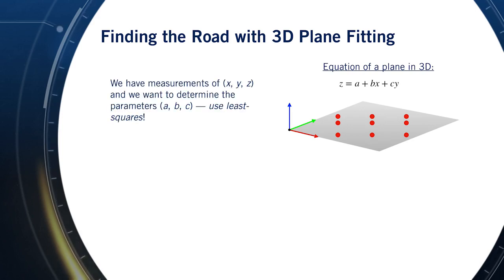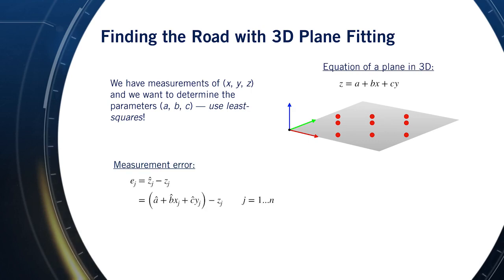So in our case, we have a bunch of measurements of X, Y, and Z from our LIDAR point cloud, and we want to find values for the parameters A, B, and C that give us the plane of best fit through these points. To do this, we're going to reach back to Module 1 for our tool of choice, least squares estimation.